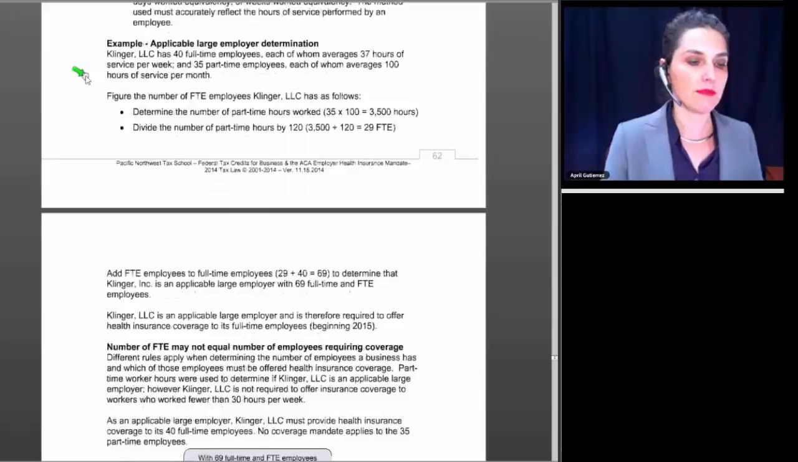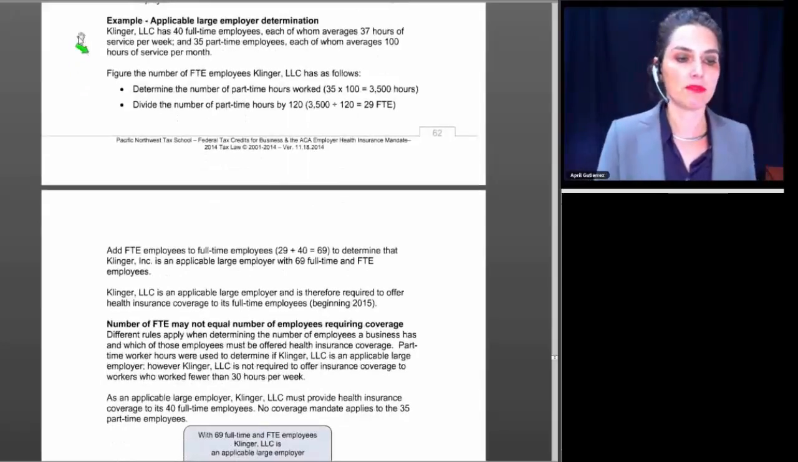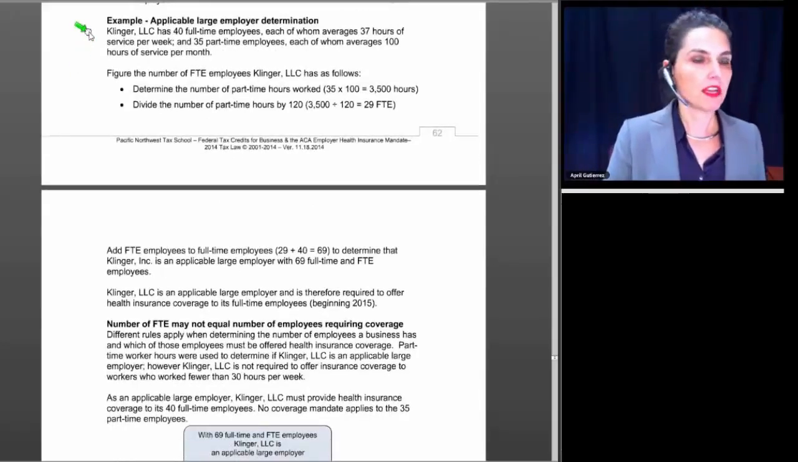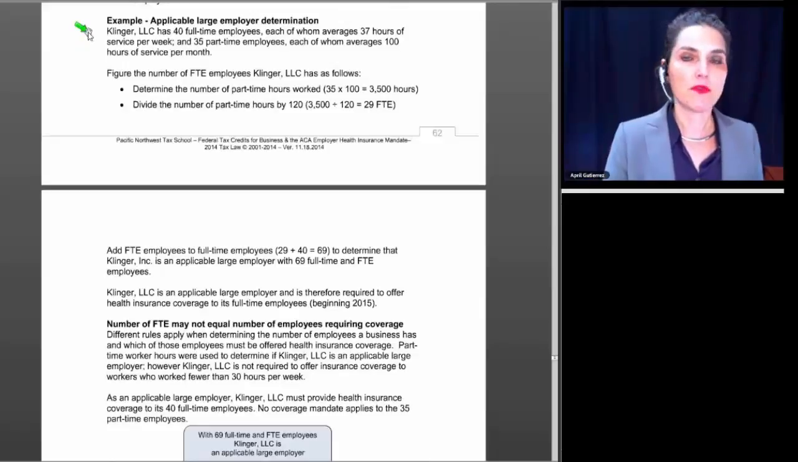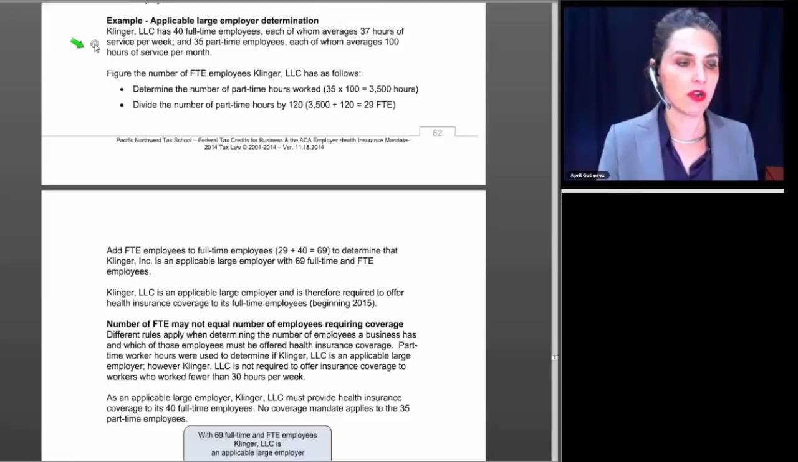So here is an example. We have an applicable large employer determination. Klinger, LLC, has 40 full-time employees, each of whom averages 37 hours of service per week, and 35 part-time employees, each of whom averages 100 hours of service per month.